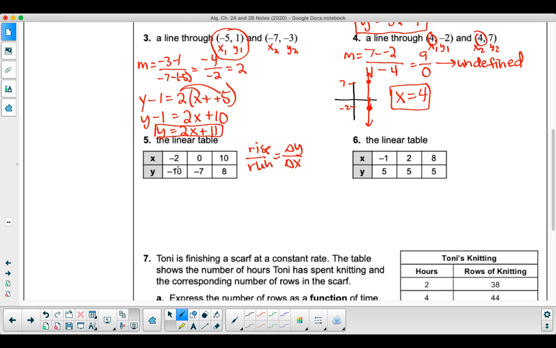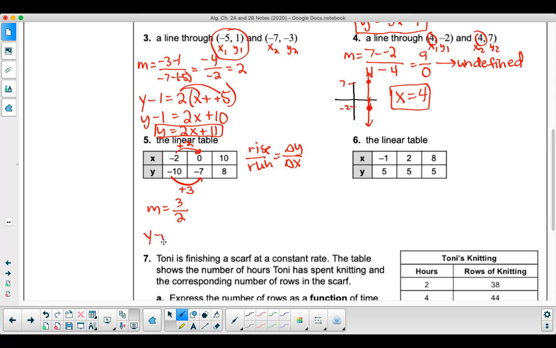So let's see, between these 2 points, our change in y here is from negative 10 to negative 7. It looks like that's going up 3. And then from negative 2 to 0, that's going up 2. So rise is the change in y. So your slope is 3 over change in x, which is 2. So your slope is 3 over 2.